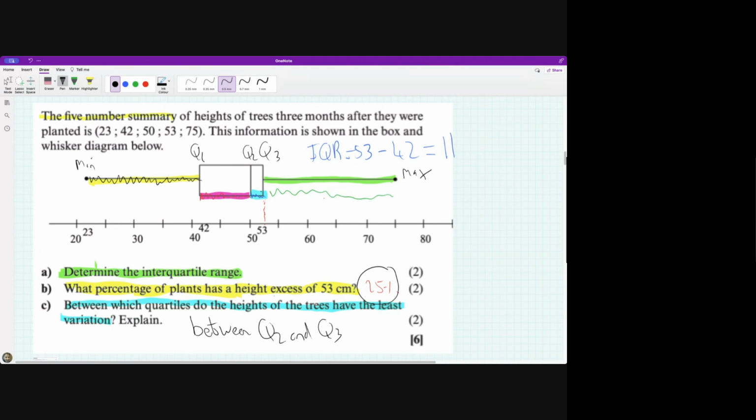Now, I might have lost a couple of you there. Does anybody have a question or comment about that one? So if the data is squeezed into a smaller area, we say that it has less variation. If it's very spread out, if the data sits in a more spread out region, we say it has more variation.